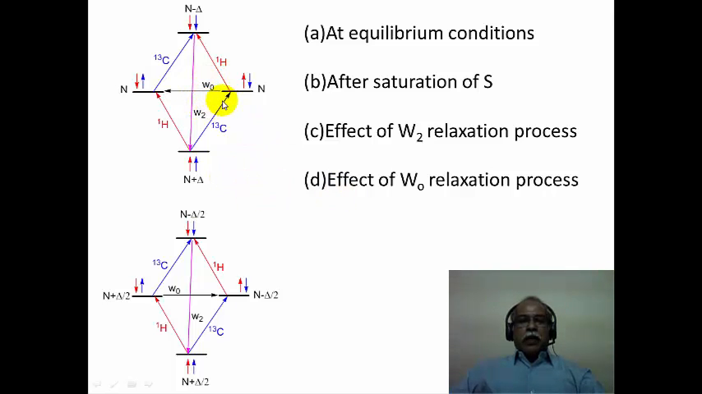You can also have transition from, this is a W0 transition. The arrow should be actually from this direction to this direction if the proton is getting saturated, and it is drawn correctly in the bottom figure, for example here.